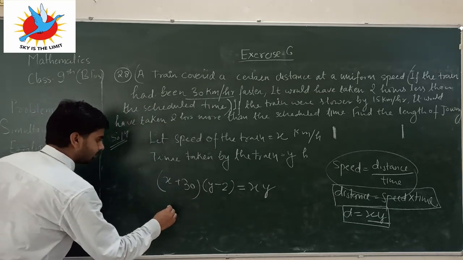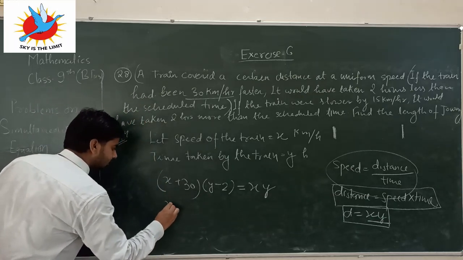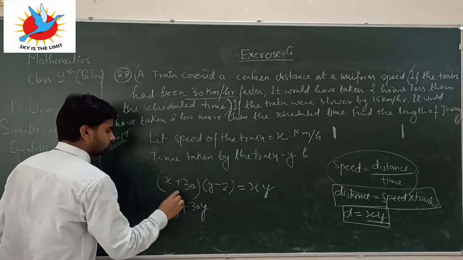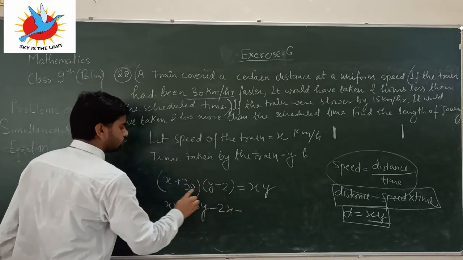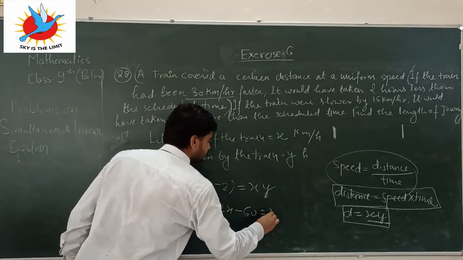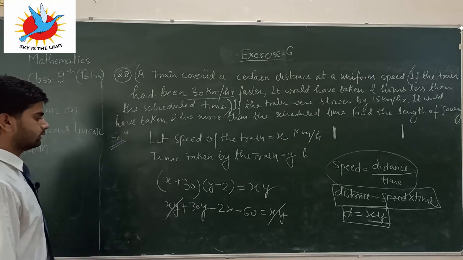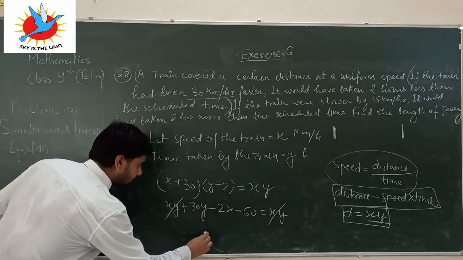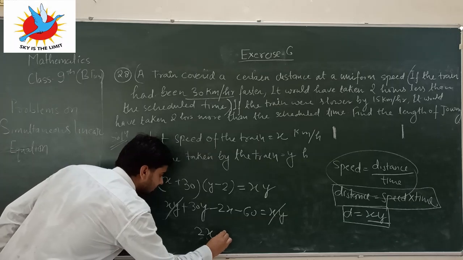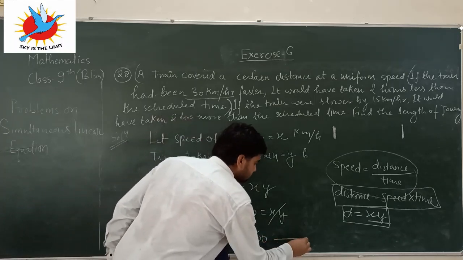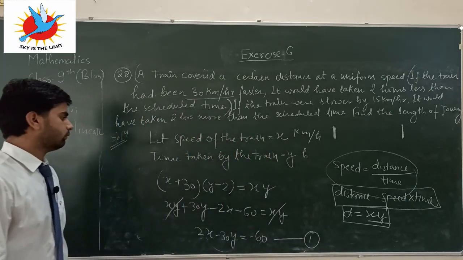Now solve this algebraic expression. We will get x into y, that is xy, plus y into 30, 30y, minus 2 into x, minus 2x, minus 2 into 30, minus 60, and this will be equal to xy. The xy terms will get cancelled out from both sides, and we will get the equation 2x minus 30y equal to minus 60. So from condition 1 we got equation 1.